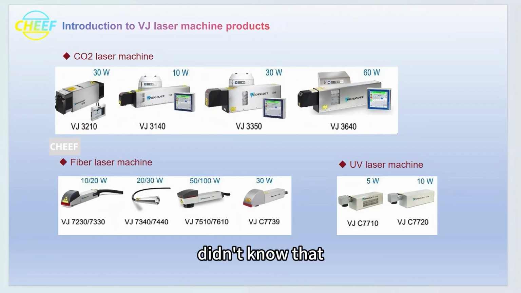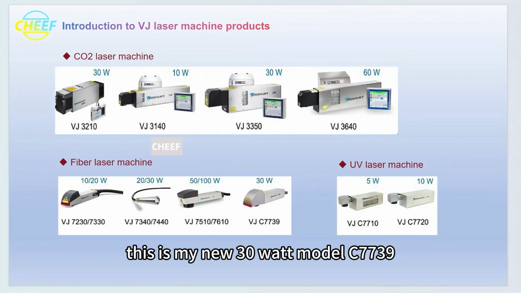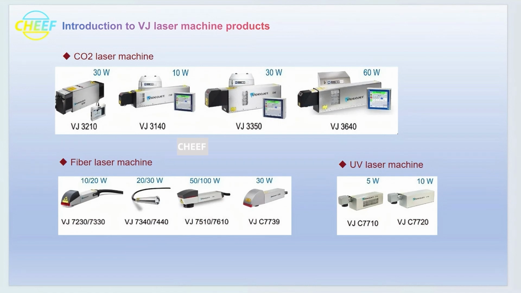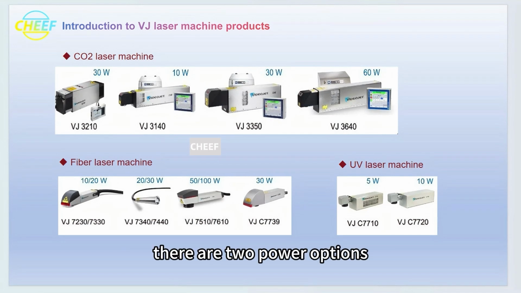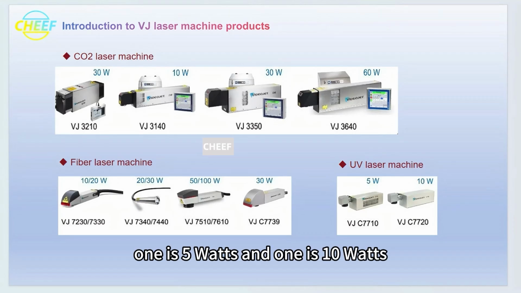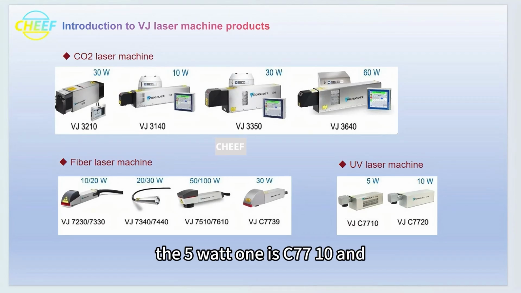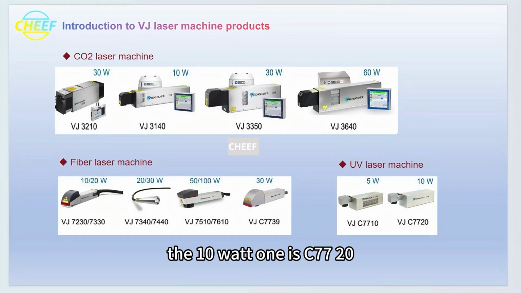Fiber laser machine models like 10W and 20W include 7270, 7230, and 7330. The 20W and 30W units are 7340 and 7440, while 50W to 100W models use 7510 and 7610. This is my new 30-watt model, C7739. In addition, there are 2 power options. One is 5 watts and one is 10 watts. The 5-watt one is C7710 and the 10-watt one is C7720.